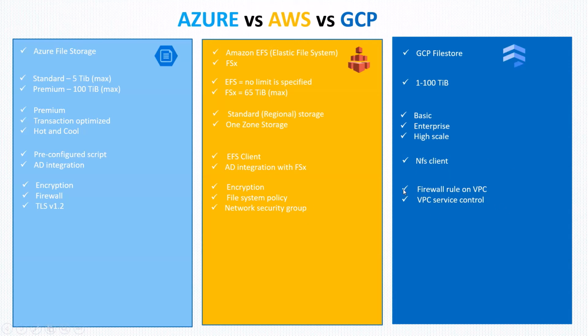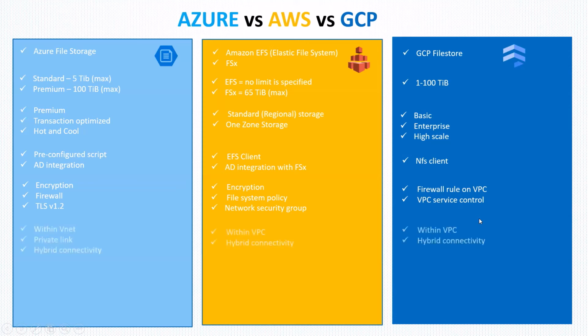In GCP, similar to AWS, a firewall rule is configured to control access to your GCP Filestore. Additionally, they also give an option of VPC Service Controls that can be configured to control your service.